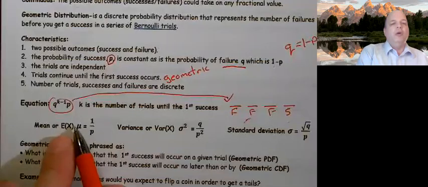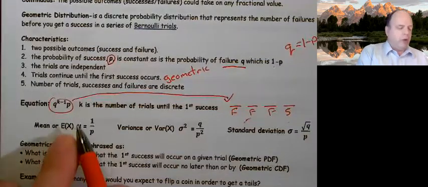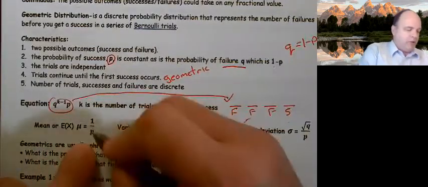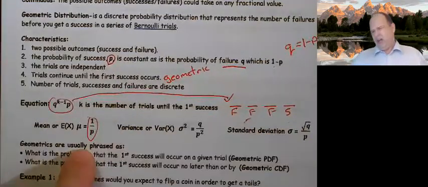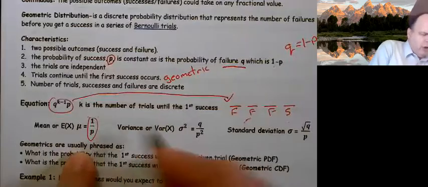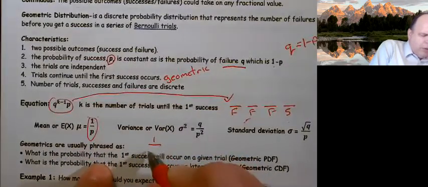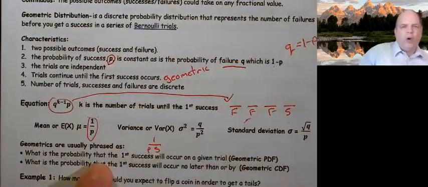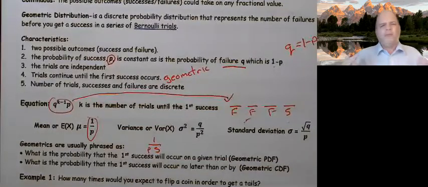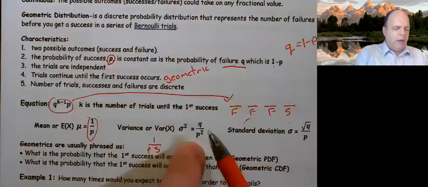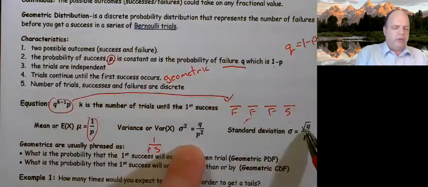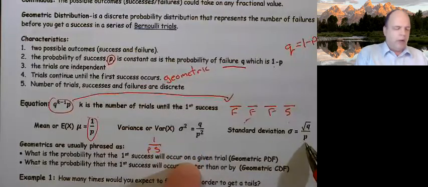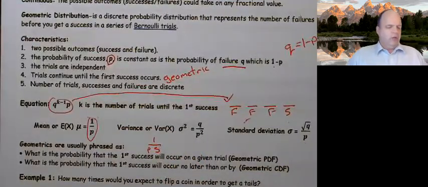If I ask you the mean or the average or the expected value for geometric, you're just going to say it's 1 over p. And you're like, I don't understand. So that's 1 over the probability of success. And I'm going to show you in a moment that it makes sense. This is the formula for variance, which is failure over success squared. Standard deviation is the square root of failure over the probability of success.